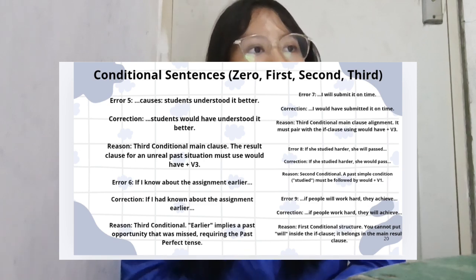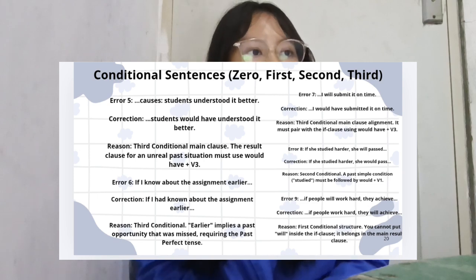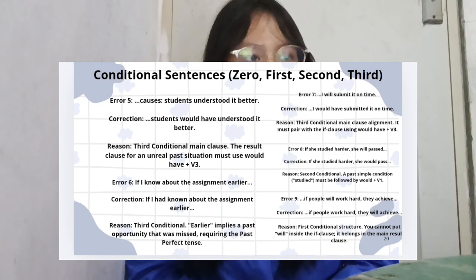Error 8: If she studied harder, she will pass. Correction: If she studied harder, she would pass. Reason: Second conditional. A past simple condition 'studied' must be followed by would plus verb 1.